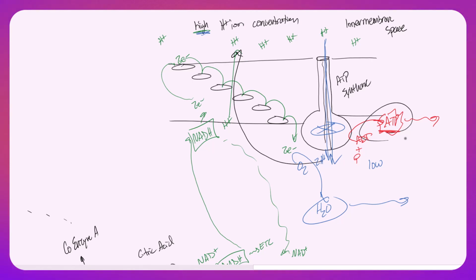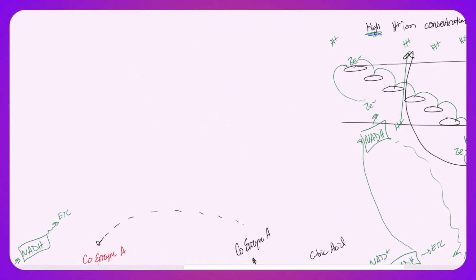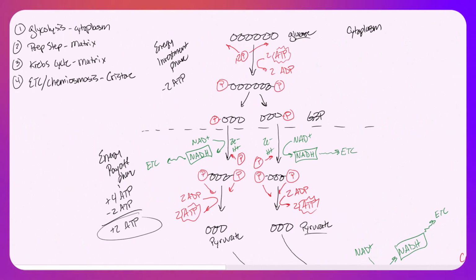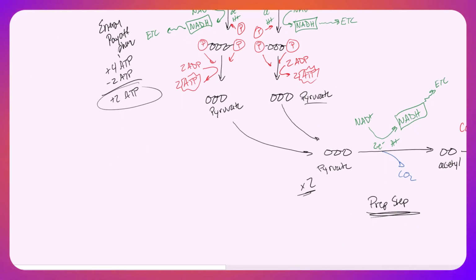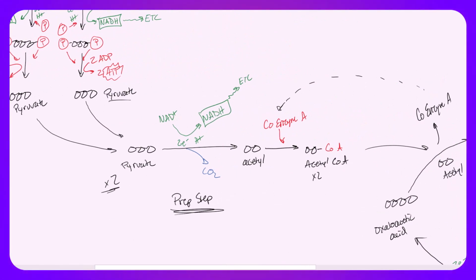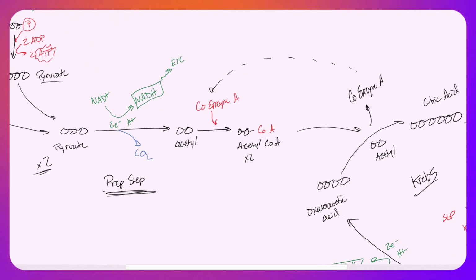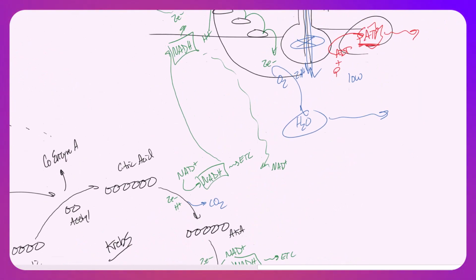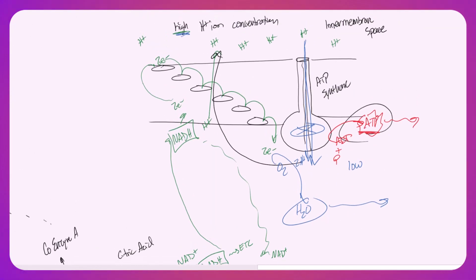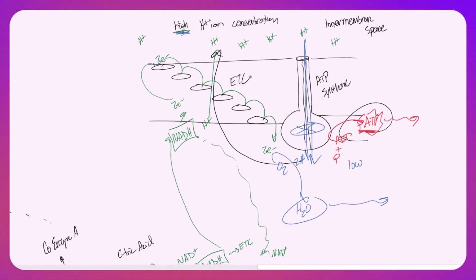This is the entire pathway from glucose through pyruvate, producing a little bit of energy, down through the prep step where we take our pyruvates, turn them into acetyl-CoAs, take our acetyl-CoA, put it into the Krebs, produce a whole bunch of NADH and FADH2, send those FADH2 and NADH molecules to the ETC in order to produce a bunch of usable energy in the form of ATP. That's it for this video.